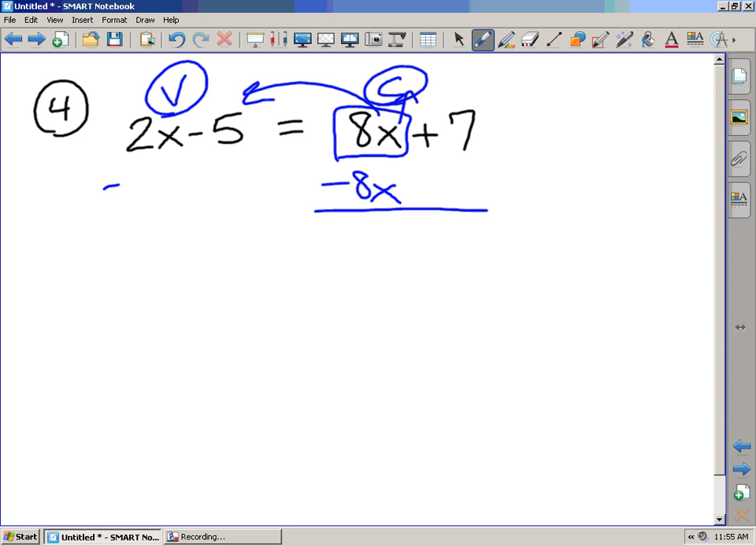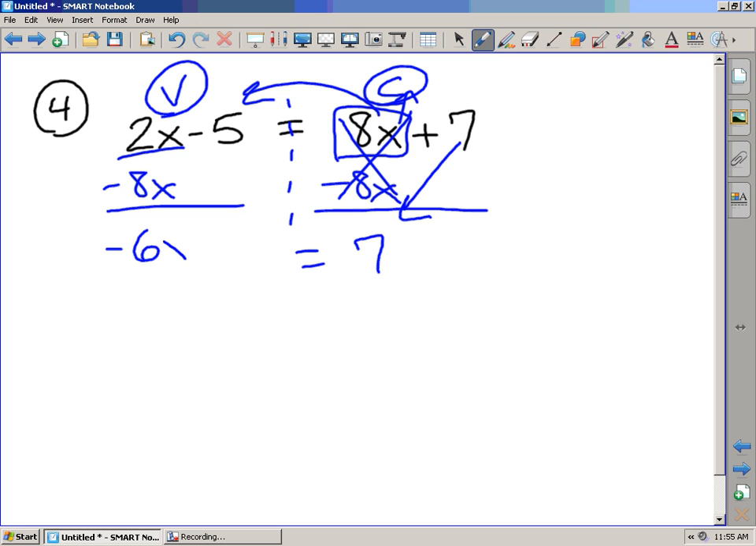I use the inverse operation to move it to the other side. Whatever you do to one side, you must do to the other. 8x minus 8x equals 0, so we're left with 7 on this side. On the other side of the equal sign, 2x minus 8x is a negative 6x.